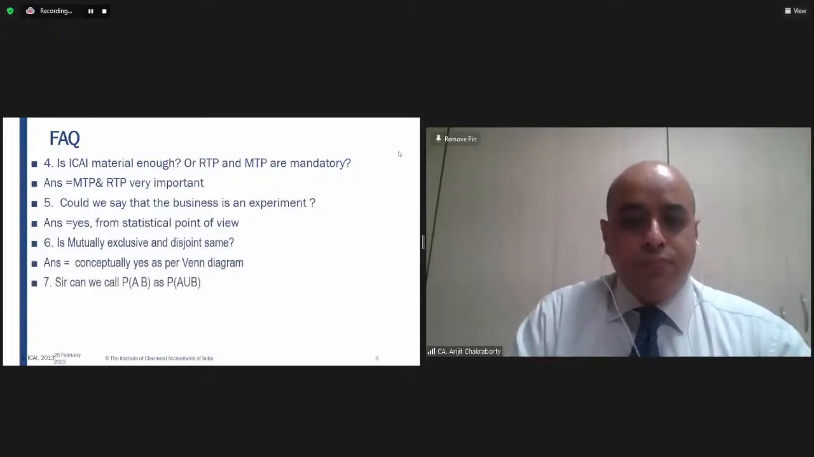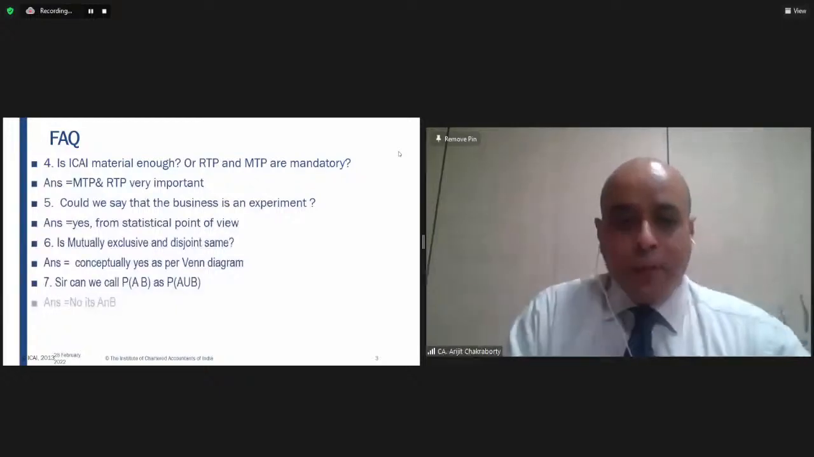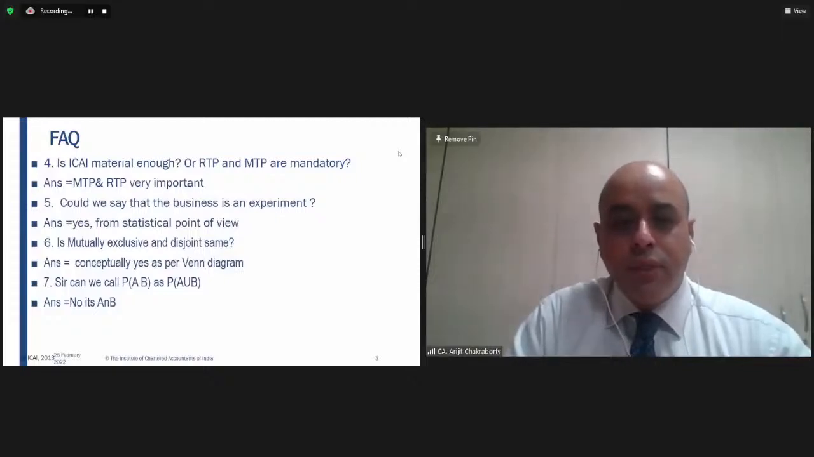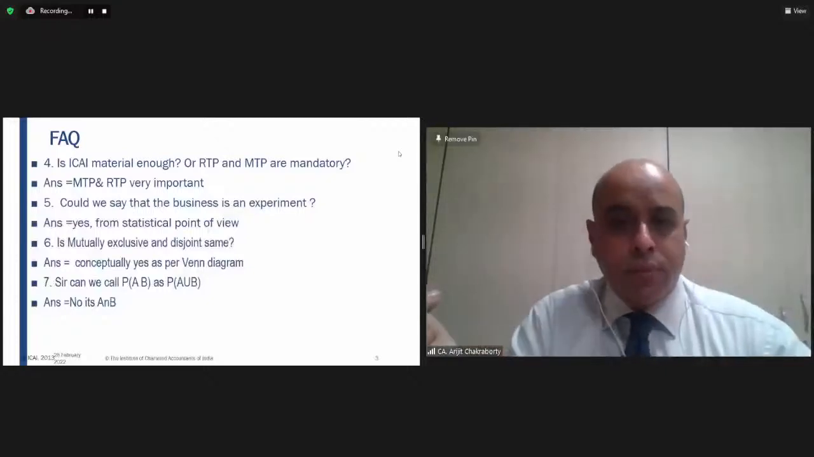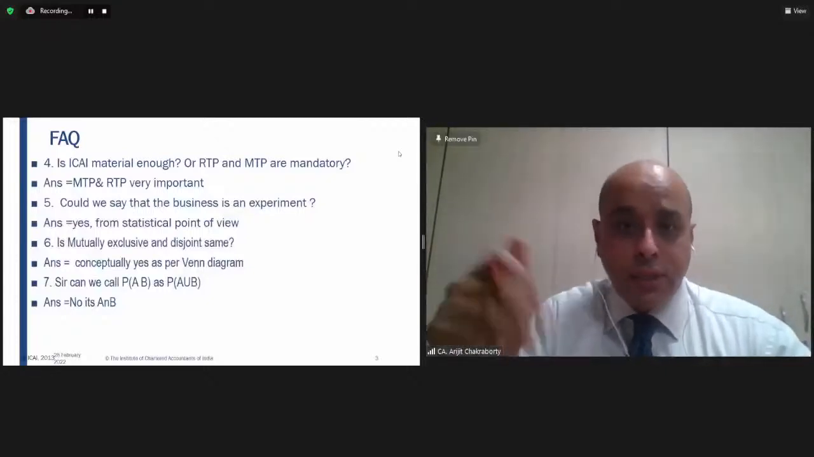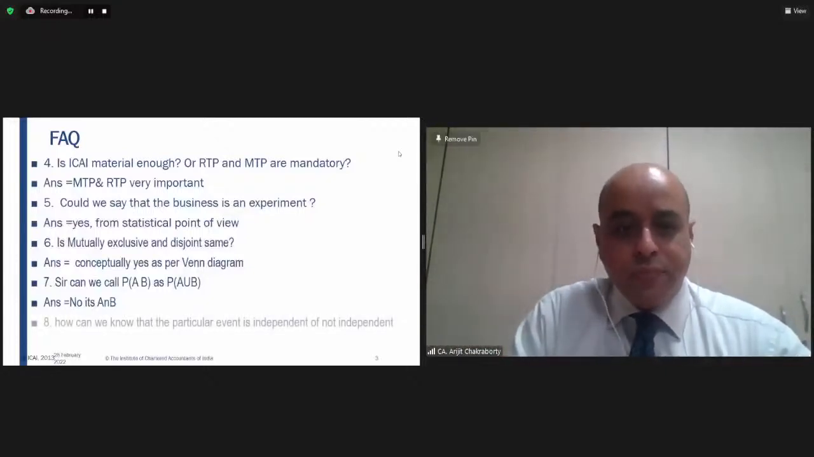Now, there was one question, P(AB). Can we take it as P(A union B)? No. P(AB) is usually the best way to describe the probability of A intersection B, and in the case of conditional probability, P(AB) is equal to P(A) multiplied by the conditional probability of B, considering that event A has already occurred.